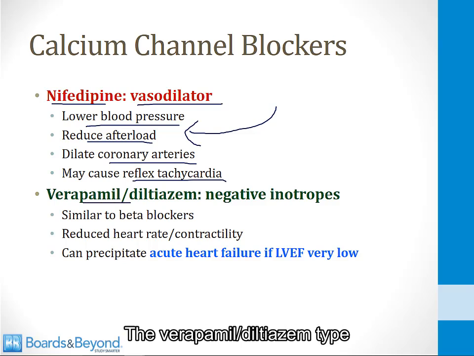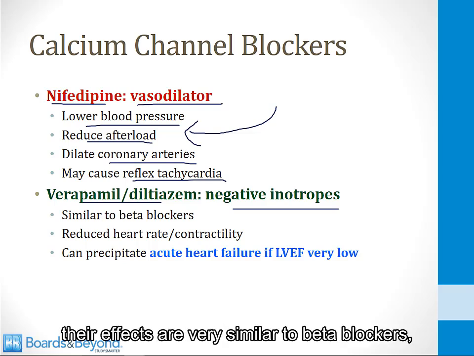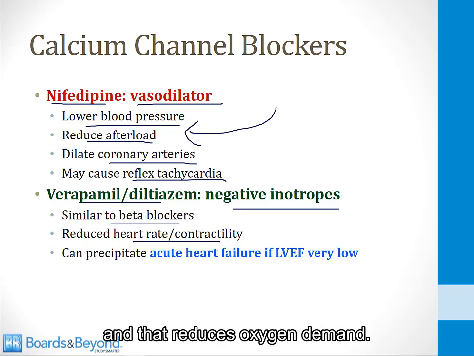The verapamil and diltiazem type of calcium channel blockers function predominantly as negative inotropes. Their effects are very similar to beta blockers. They lower the heart rate and contractility, and that reduces oxygen demand.